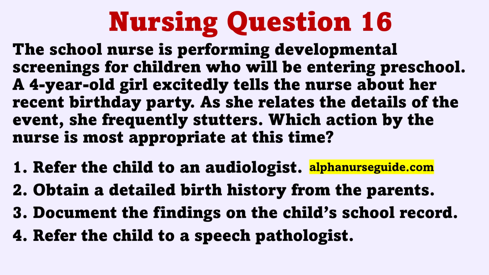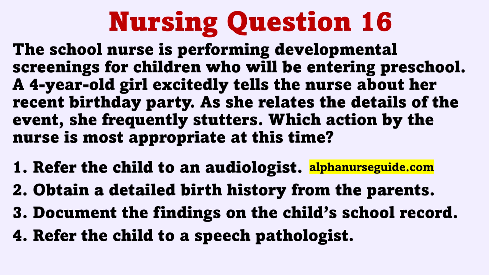The school nurse is performing developmental screenings for children who will be entering preschool. A 4-year-old girl excitedly tells the nurse about her recent birthday party. As she relates the details of the event, she frequently stutters. Which action by the nurse is most appropriate at this time? 1. Refer the child to an audiologist. 2. Obtain a detailed birth history from the parents. 3. Document the findings on the child's school record. 4. Refer the child to a speech pathologist.